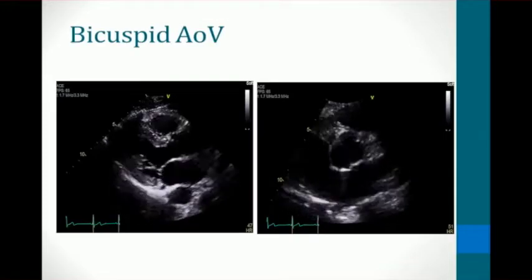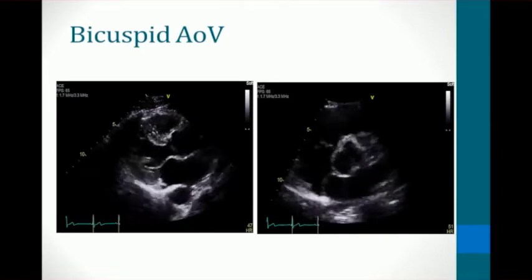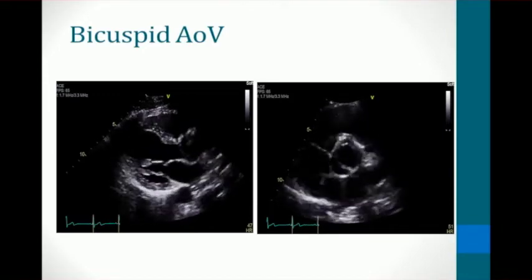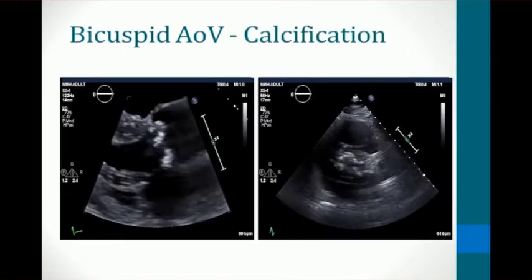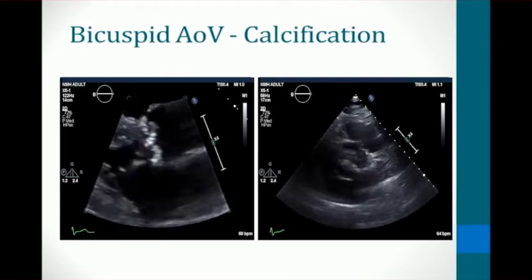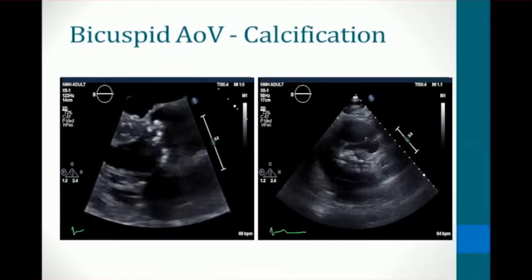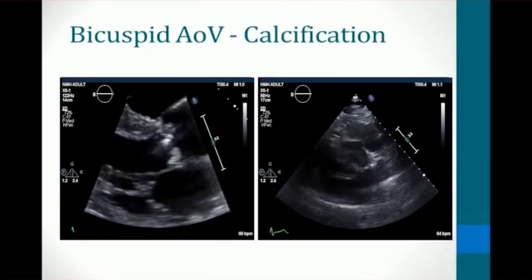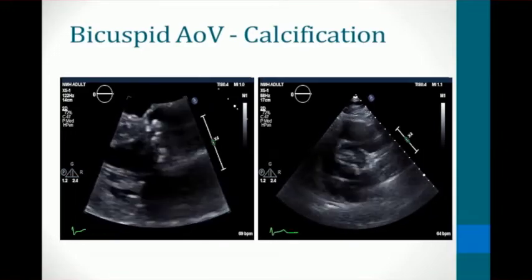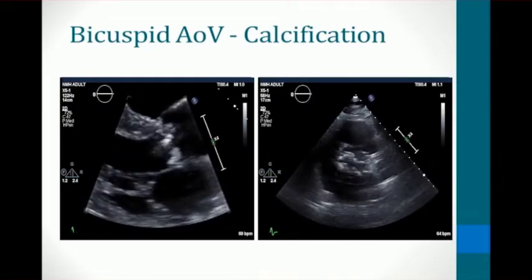Here is an example of a typical bicuspid valve with fusion of the right and left cusps. Over time, the valve can accumulate calcification, causing stenosis. Again, it may be difficult to determine the number of cusps due to the calcification. When looking at a calcified stenotic aortic valve, you should have a high index of suspicion for a bicuspid valve, even in patients above the age of 65.